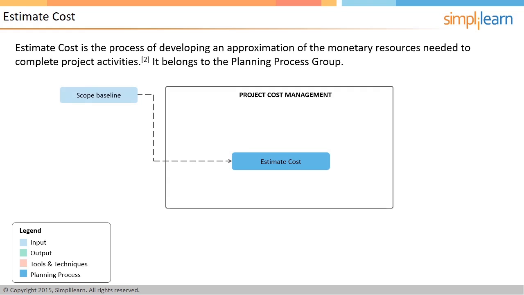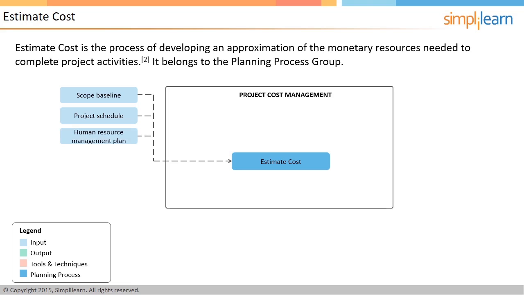Scope baseline is the most important input as it details out the project's scope of work. Along with that, project schedule is also important. This contains information like when and which resource is required for the project. It is good to remember that the same kind of resources may have different costs at different points of time.